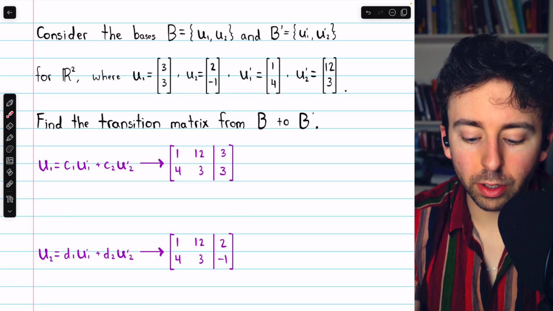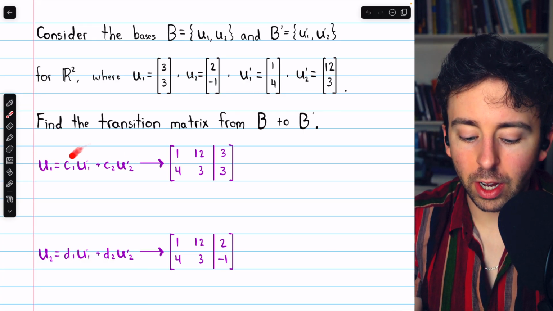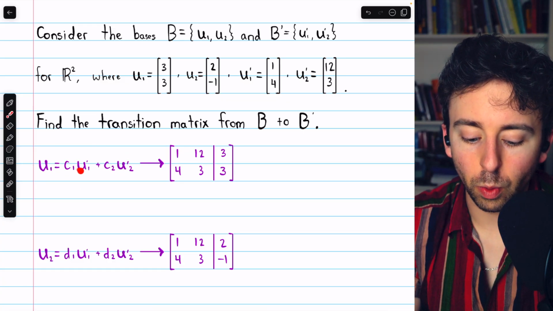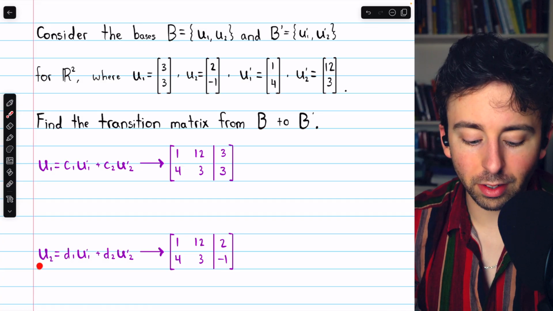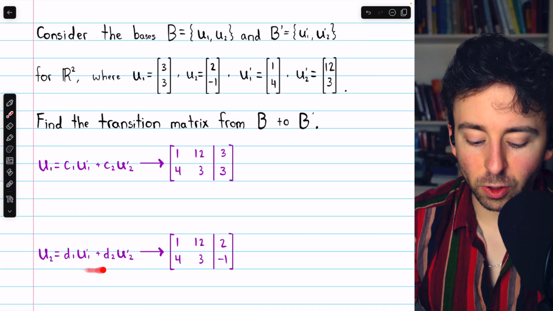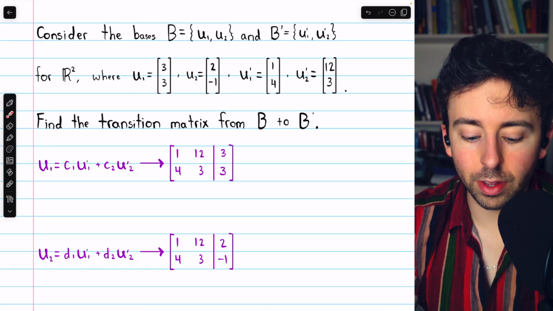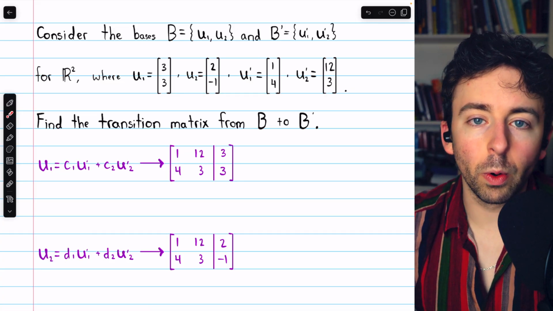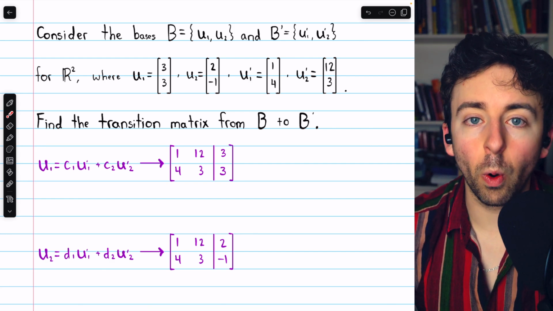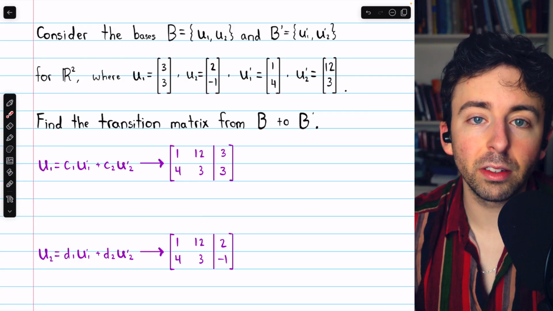So we're going to have to express the old basis vector, u1, as a linear combination of the new basis vectors, u1 prime and u2 prime. We're also going to have to express the old basis vector u2 as a linear combination of the new basis vectors. And so we have to solve for these coefficients, c1, c2, and d1, d2, in order to figure out exactly what the coordinates of the old basis vectors are in terms of those new basis vectors.